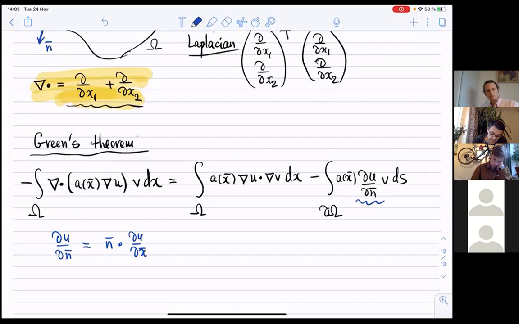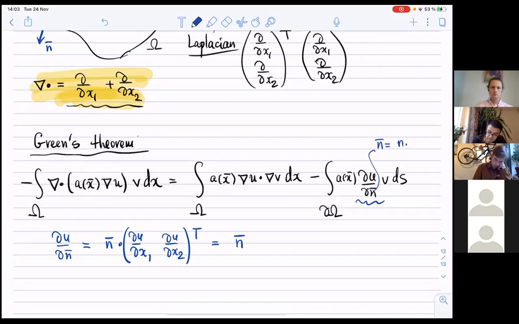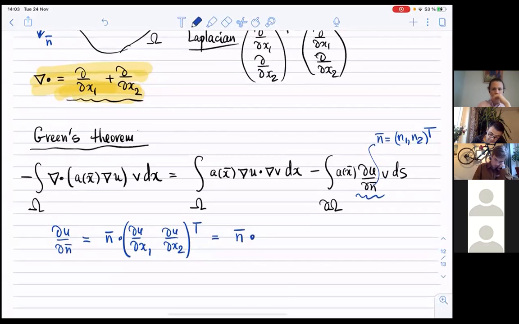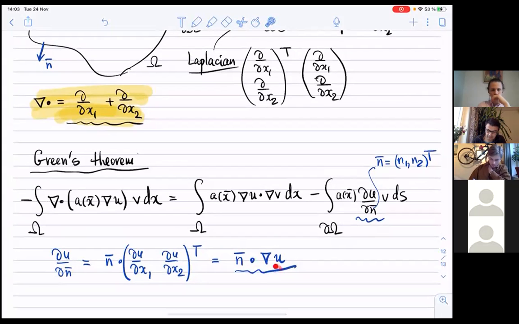So it's du/dx1, du/dx2. And we take a scalar product of that. The normal has two components, of course. Normal is n1 and n2. It's a vector. So it's the normal times the gradient of u. Yeah? So it's some kind of notation that we often use.